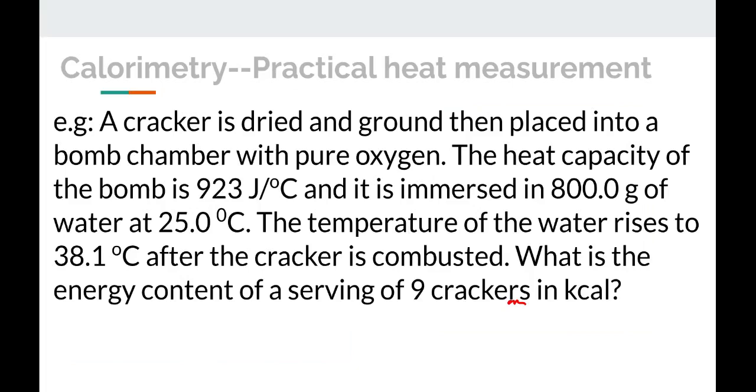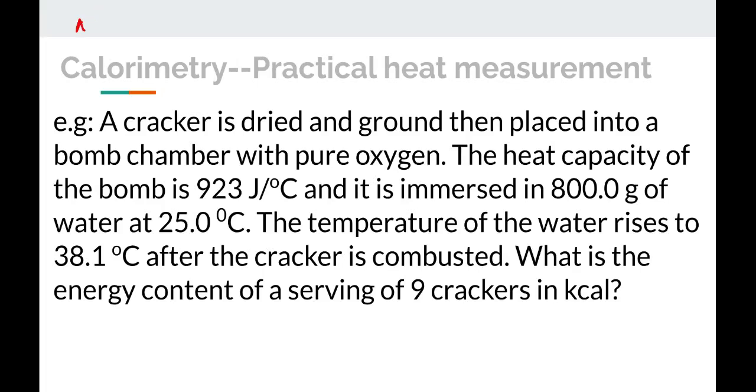So here's an example problem. Crackers, dried and ground, are put in a bomb calorimeter with pure oxygen. The heat capacity of the bomb is given. It's 923 joules per degree C. And it's in 800 grams of water inside of that calorimeter at 25 degrees C. The temperature of the water rises up to 38 degrees C after the cracker is combusted. And we want to know what's the energy content of a serving of 9 crackers in kilocalories.